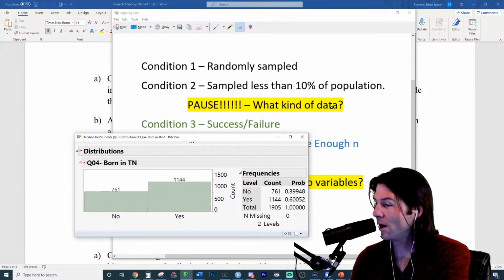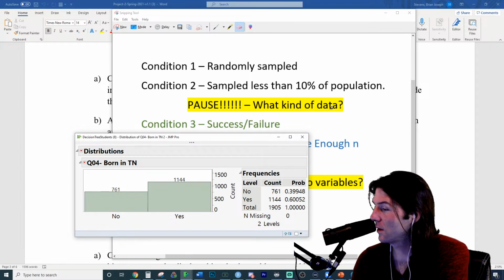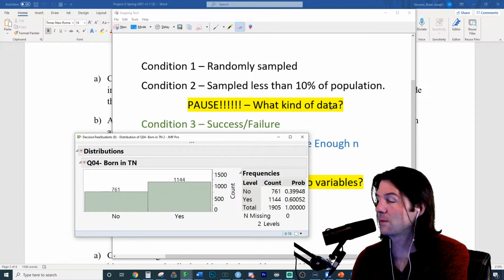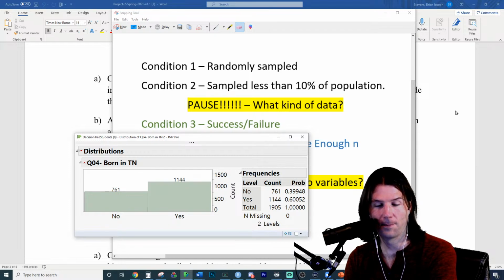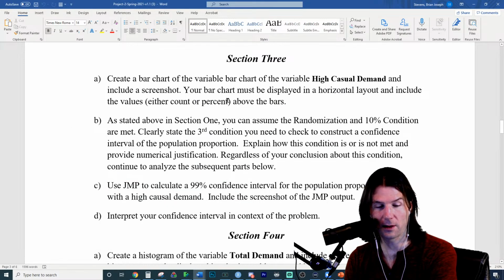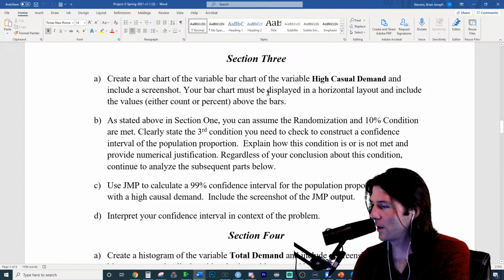When we take a screenshot for this part, do we take a screenshot of the graph? Also the frequencies? I would do that. I think it says include the values of the bars, include screenshot. I would do that. I don't think it's required, but I would do that.